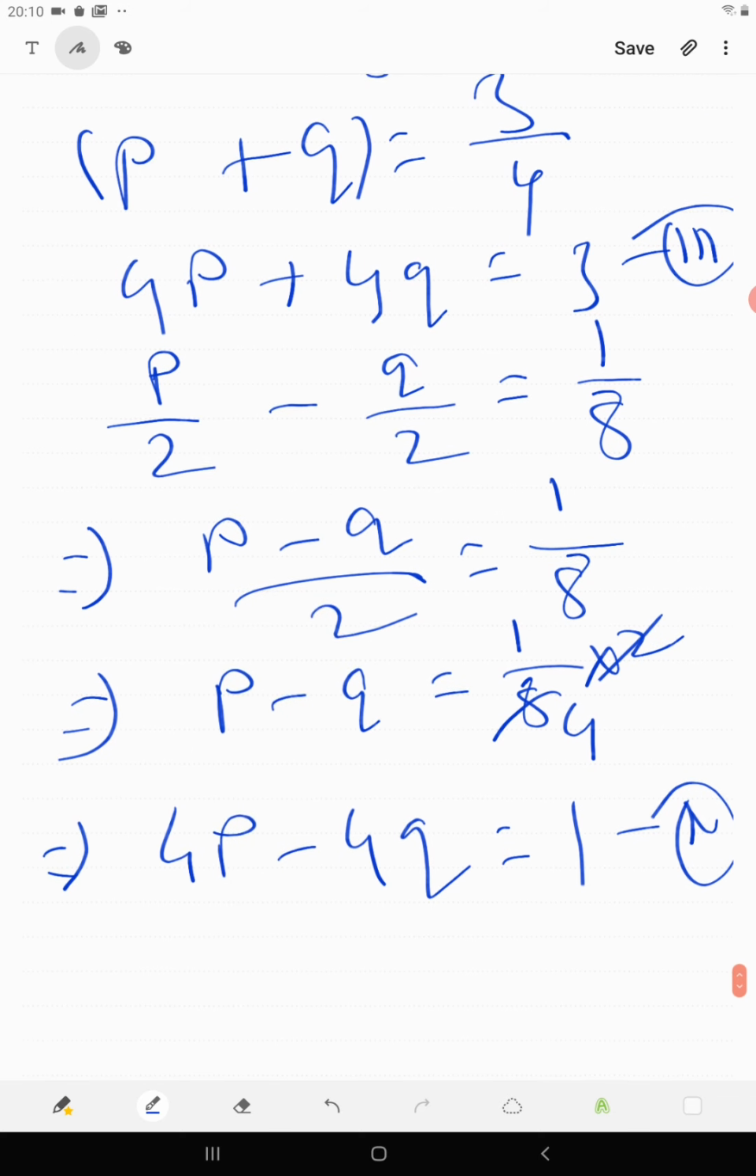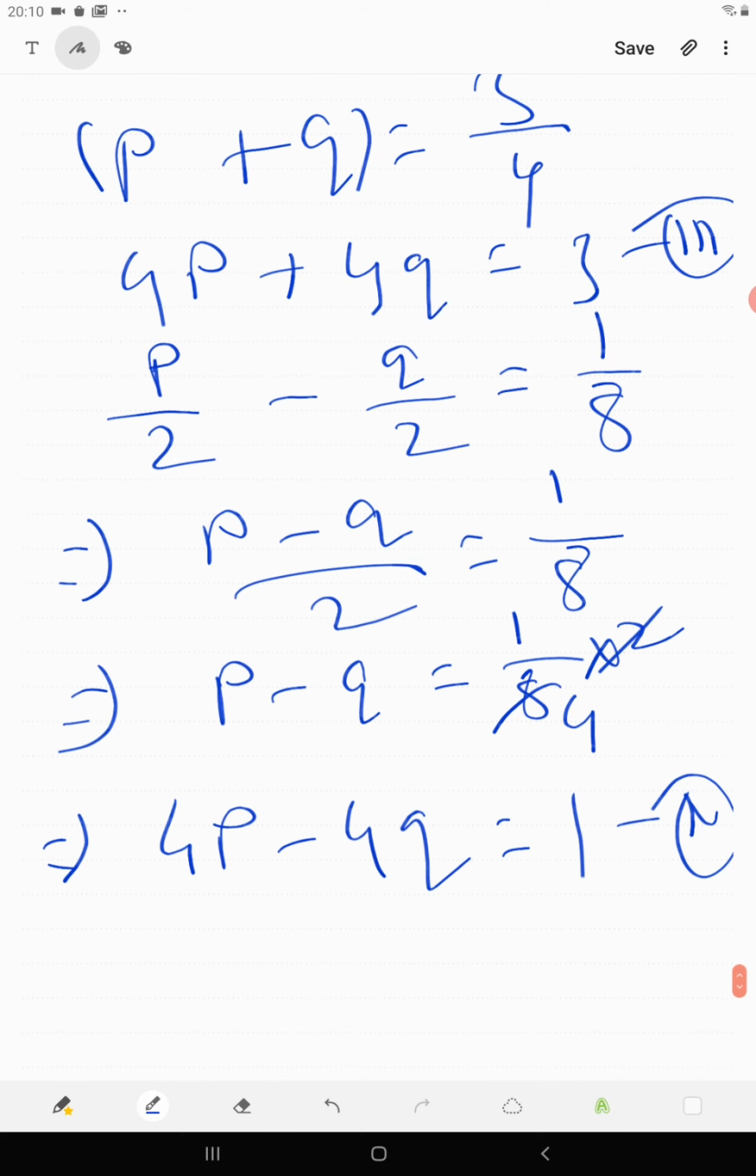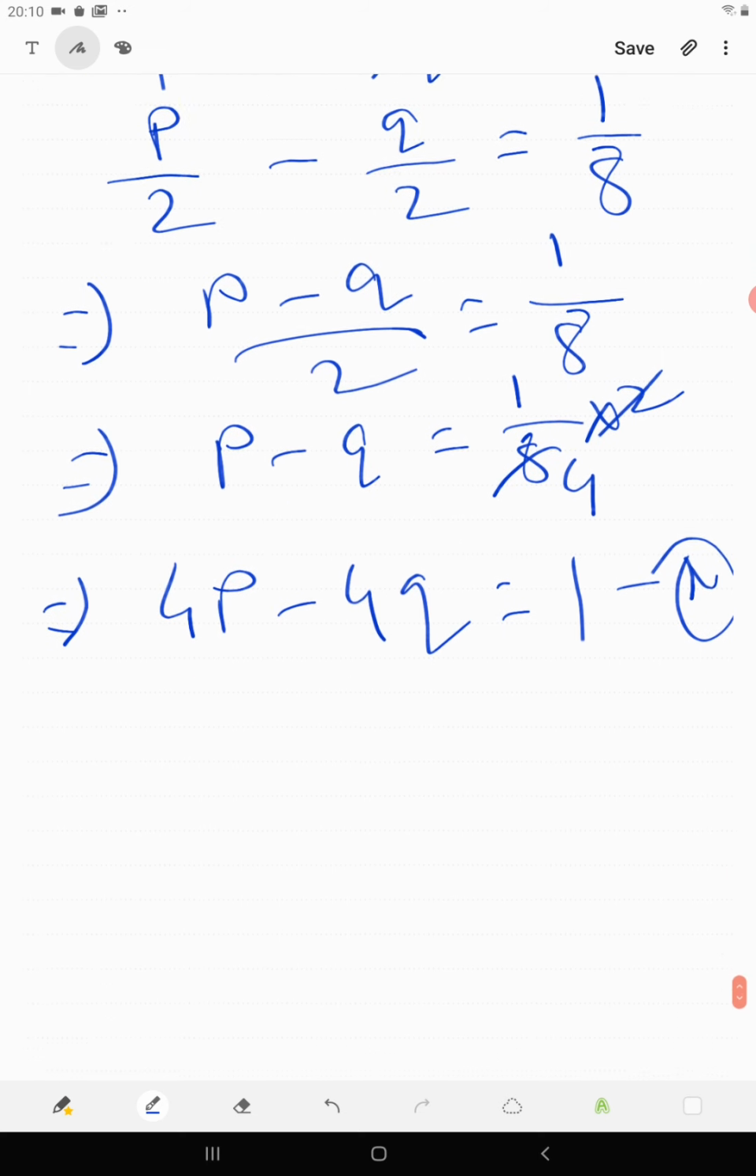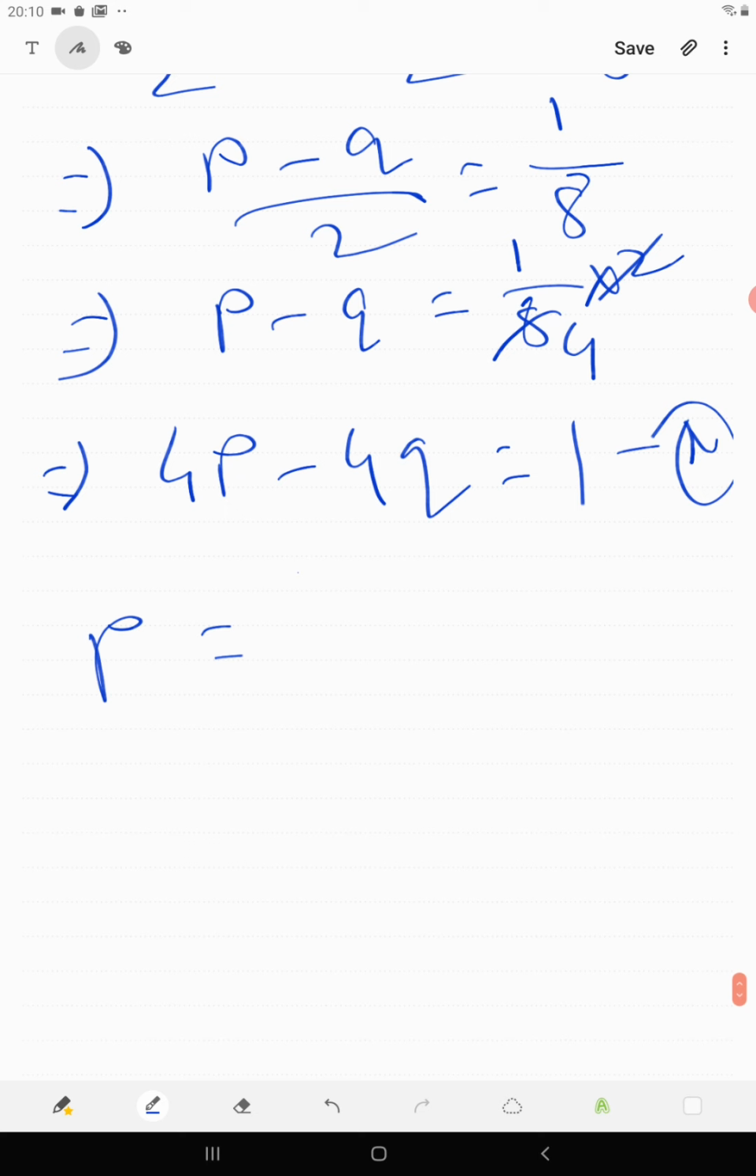Now solving these two equations, if we add both, what we will get? 4p plus 4p, so 8p equals 4. So p equals 1 by 2. Sorry, p equals 1 by 4, not 1 by 2. And then q equals 1 by 2. This we should get by solving the above two equations.